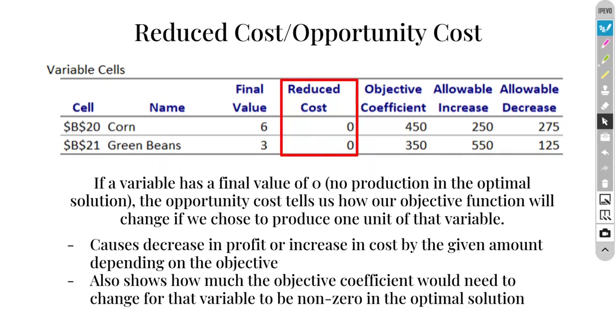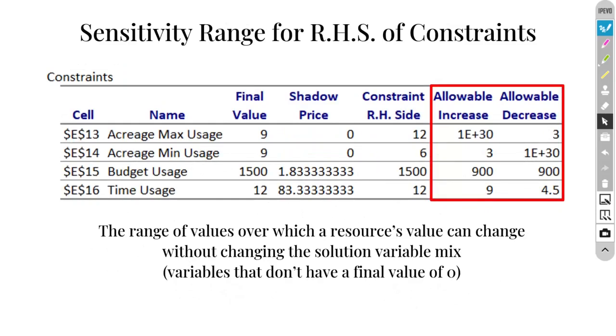So we have some similar columns when we look at our constraints. So we can also find a sensitivity range for the right-hand side of our constraint values. So very similarly to our objective coefficient sensitivity range, this allowable increase and allowable decrease gives the range of values that are allowed for the constraint's right-hand side without changing the solution variable mix. So unlike our objective coefficient sensitivity range, when we make increases and decreases to our resources, it has the potential to change our solution. However, the variable mix, meaning which variables we choose to produce, will not change.